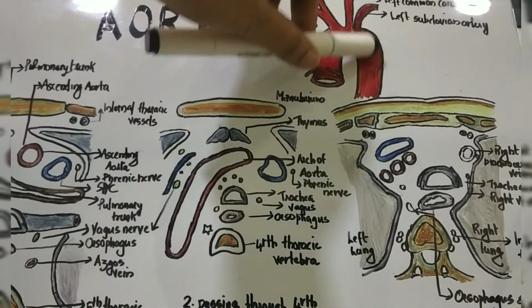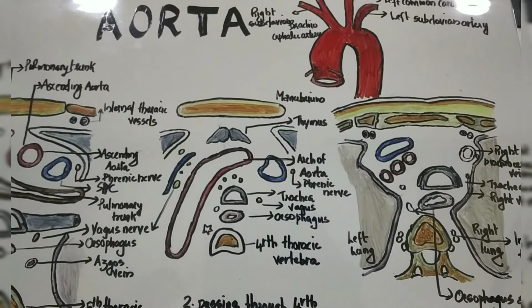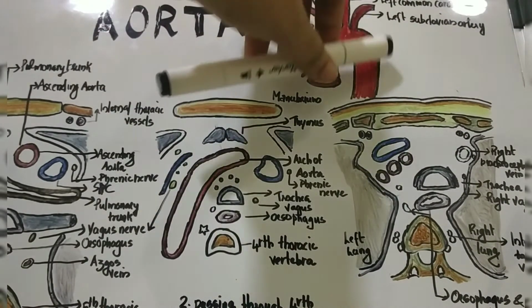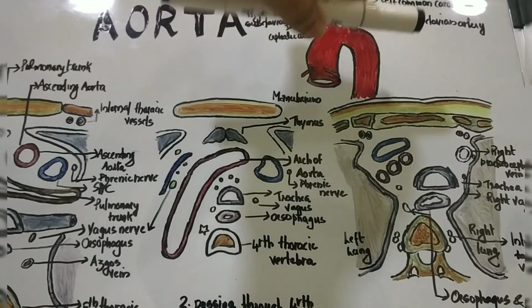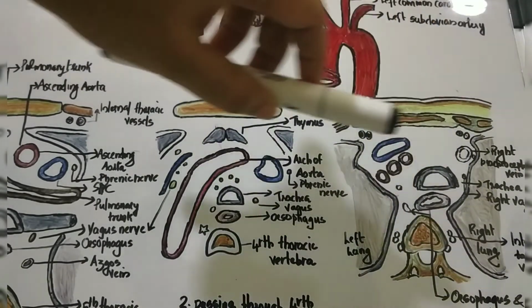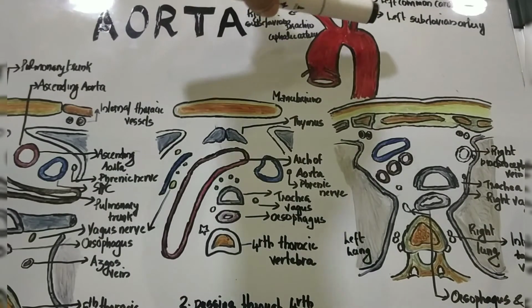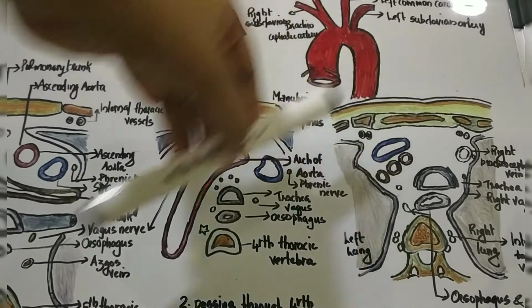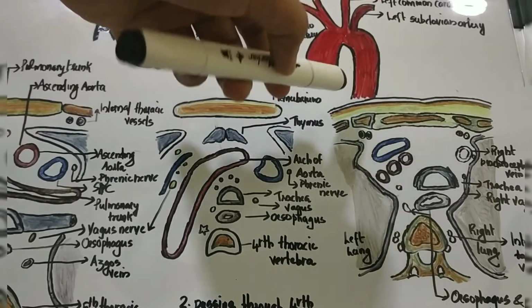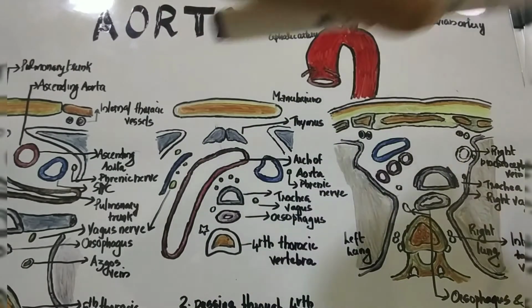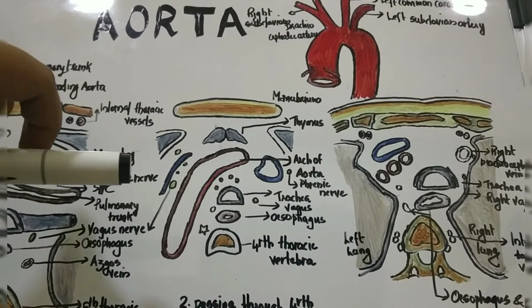Now we will discuss the descending aorta. The descending aorta is a continuation of the arch of aorta, and it begins at the left side of the lower border of the fourth thoracic vertebra, and when it descends downwards, there is an inclination to the right side, and it terminates at the lower border of the 12th thoracic vertebra.